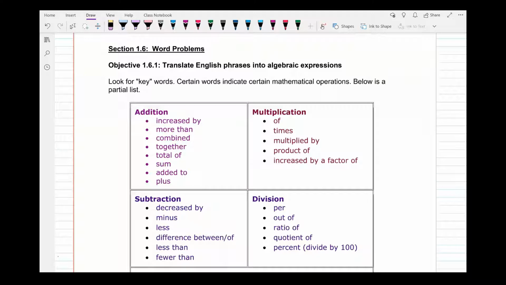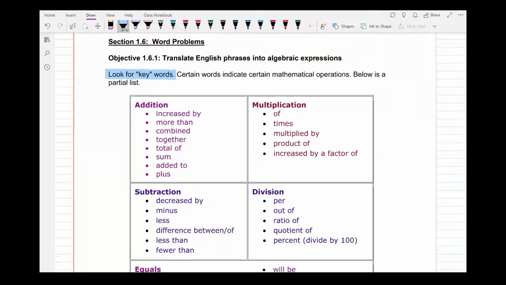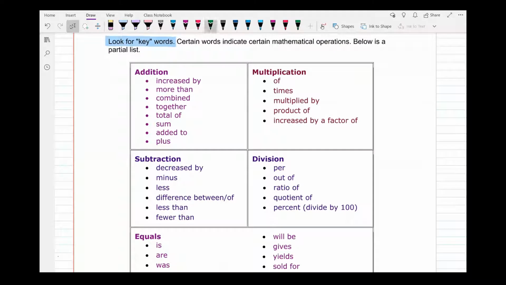First of all, when we have English phrases and we want to make them into terms of math, we need to look for keywords. What that means is that certain words mean certain mathematical operations. So if we look at this table here, the first set of words will mean plus. You can pause the video and take a time to look through that list. The next set of words mean multiply. So sometimes it'll be an x, sometimes it'll be a bracket, sometimes it'll be a dot.